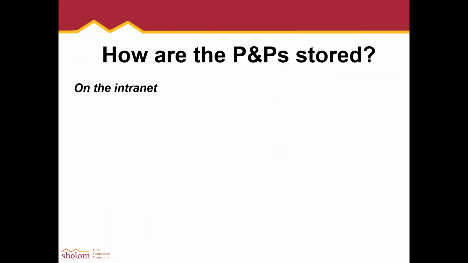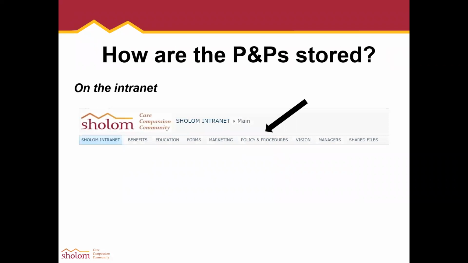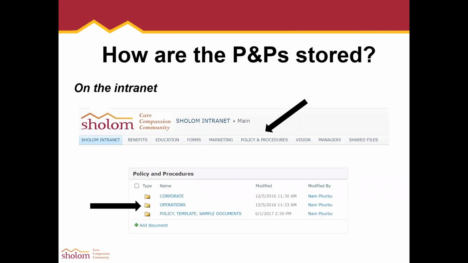How are policies and procedures stored? The main area to locate any policy or procedure is through Shalom's intranet. This is the internal website for Shalom's use. From the home page, you can click on the header Policies and Procedures. From there, you can navigate to the bottom of the page and click on either Corporate or Operations. In there, you will find different policies depending on the folder you opened.